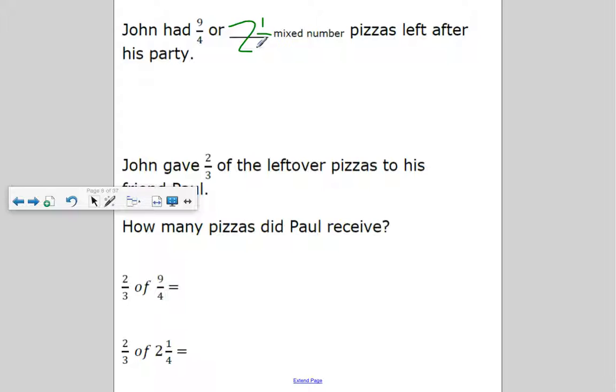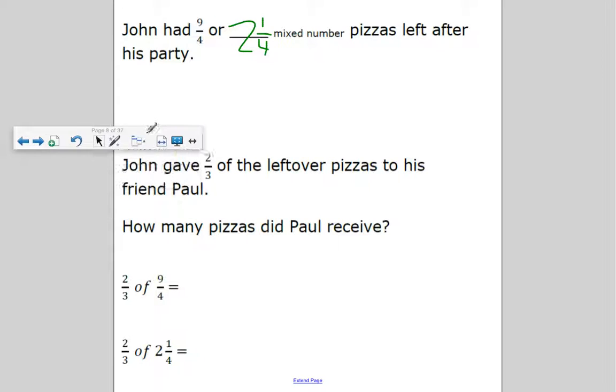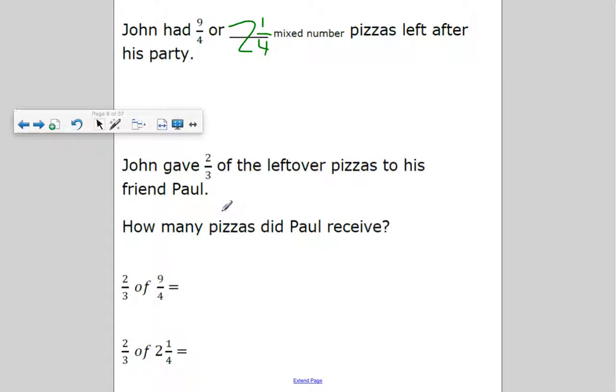Because how many 4s go into 9? 2 whole. You have 1 left over. John gave 2/3 of the leftover pizzas to his friend Paul. How many pizzas did Paul receive? So he gave 2/3 of what he had. He's giving part of. As you can tell, this is less than 1. So our original number will be less than, because he's giving part of it.